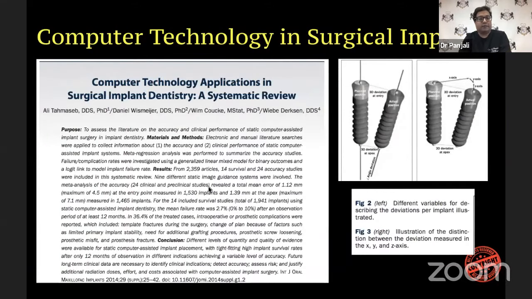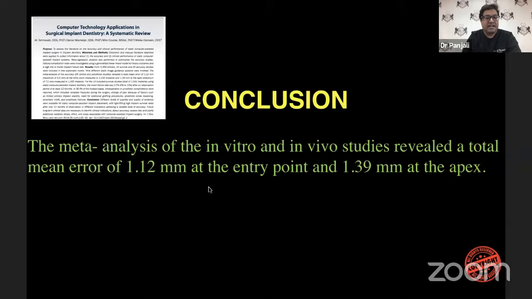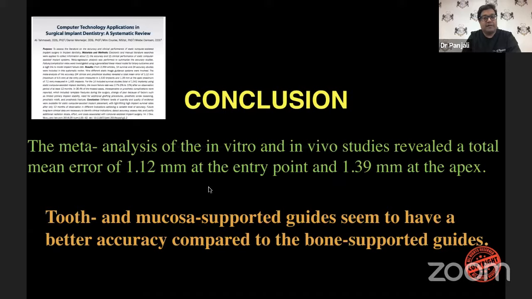Now you will ask me, why are we talking about non-guided surgical procedures when we have all these surgical guides that are available? So here's the news for all of you. Computer technology: this is an article, a meta-analysis, that clearly showed a mean error of 1.12 and 1.39 in two different axes, X, Y, and Z. So be very careful when you use these. And in this analysis, they said that tooth and mucosa supported guides seem to have better accuracy compared to the bone supported guides.